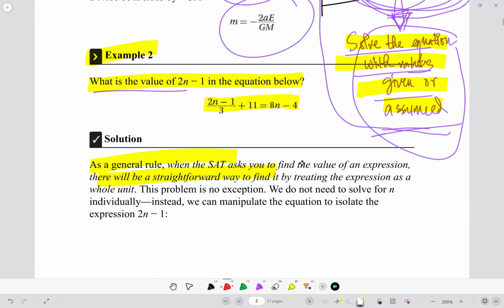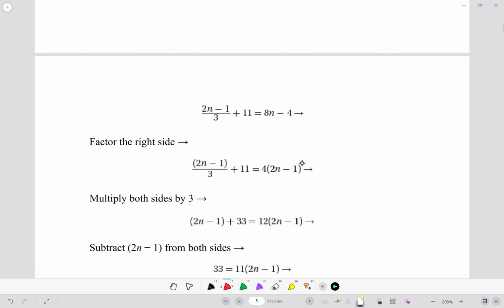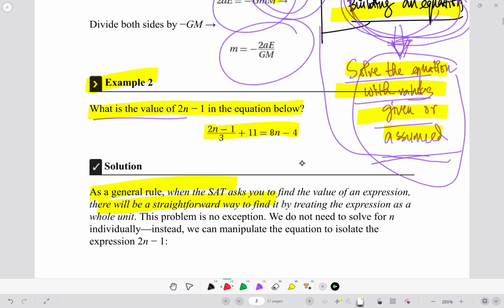As a general rule, when the SAT asks you to find the value of an expression, there will be a straightforward way to find it by treating the expression as a whole unit. This problem is no exception. We don't need to solve for n individually. Instead, we can manipulate the equation to isolate the expression twice n minus 1. Okay, I was just thinking they're becoming too nerdish and telling some special things, but no. Okay, all right. Very simple.